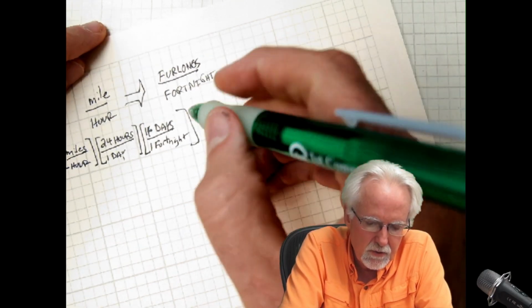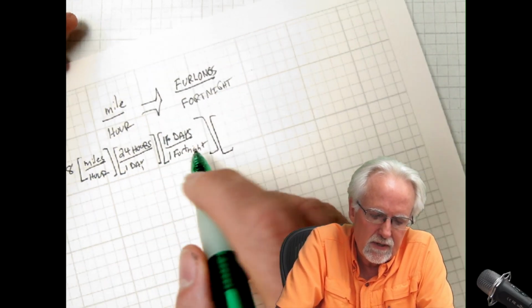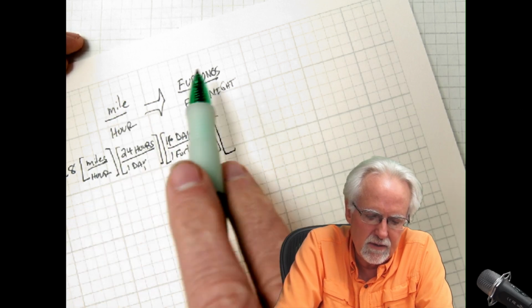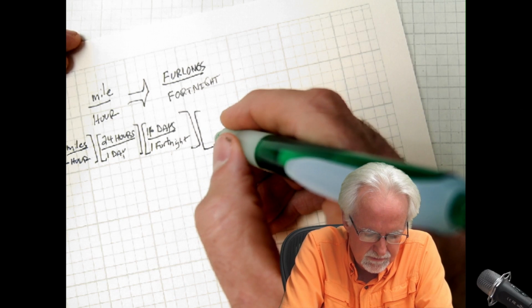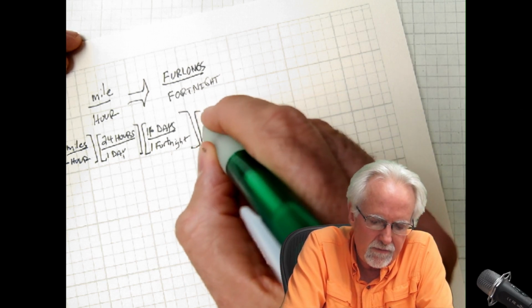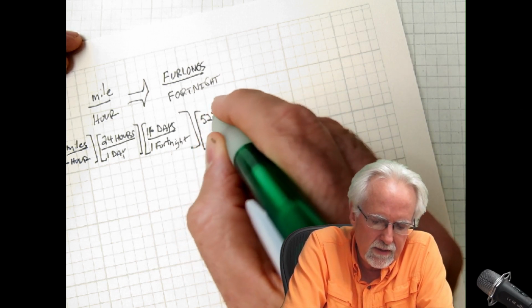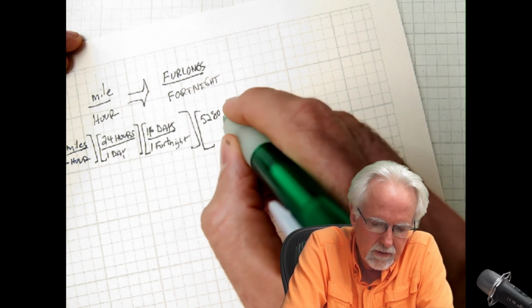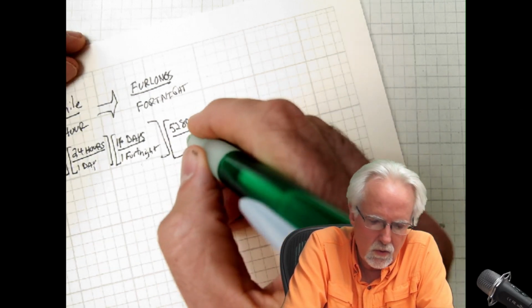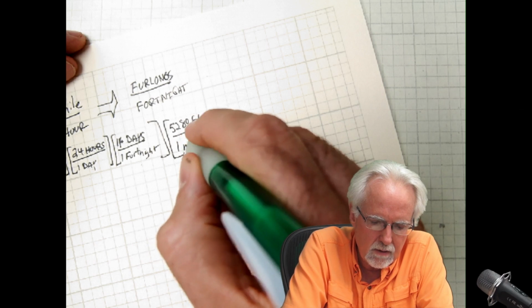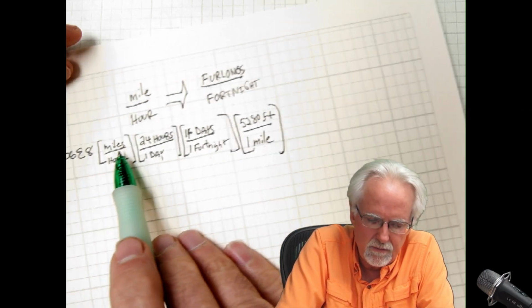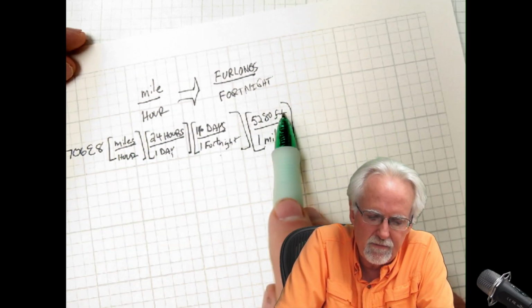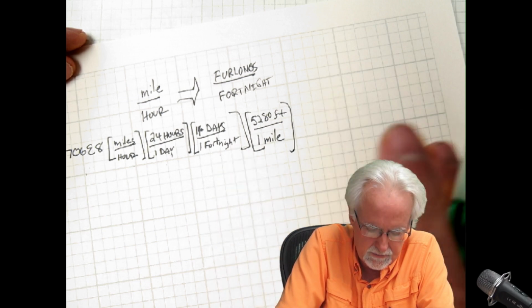So now I've got to deal with changing miles into furlongs. Okay, so what would that be? What is something that I know? I know that 5280 feet is 1 mile. What units am I in now? Miles over miles makes 1. I am in feet per fortnight.